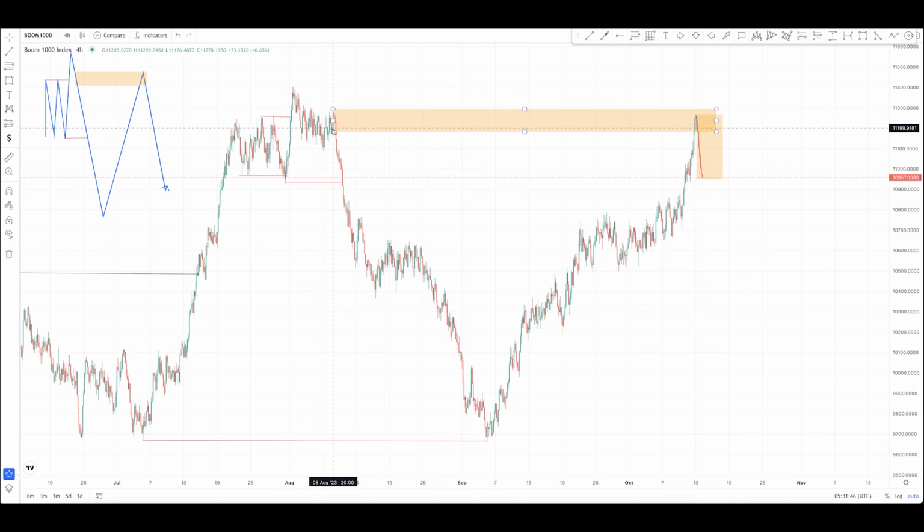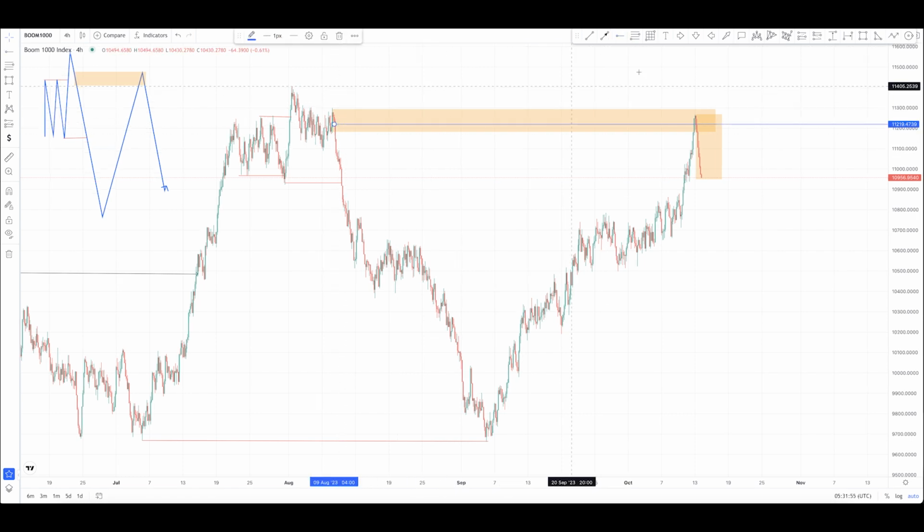Now when we had this supply zone, we also have what we call imbalance. So we had an imbalance around this area, you can see, and the imbalance is close to the mitigated block, or how do we call it, the order block. Anytime there is an imbalance close to an order block, there is a probability that price will get there and also reverse.